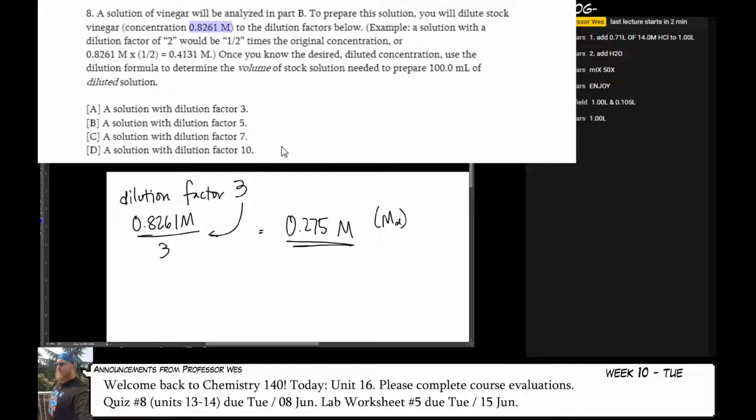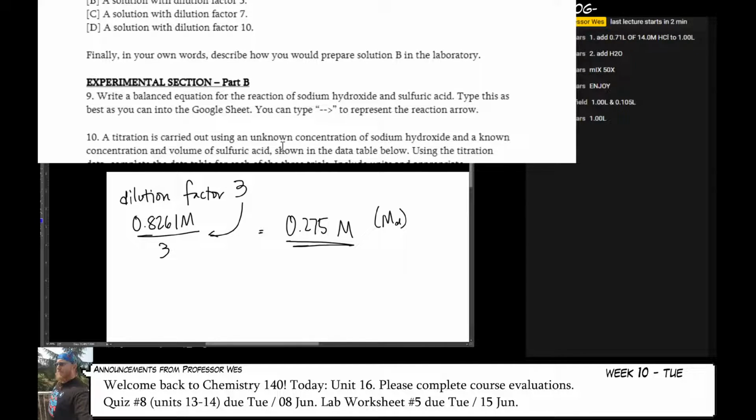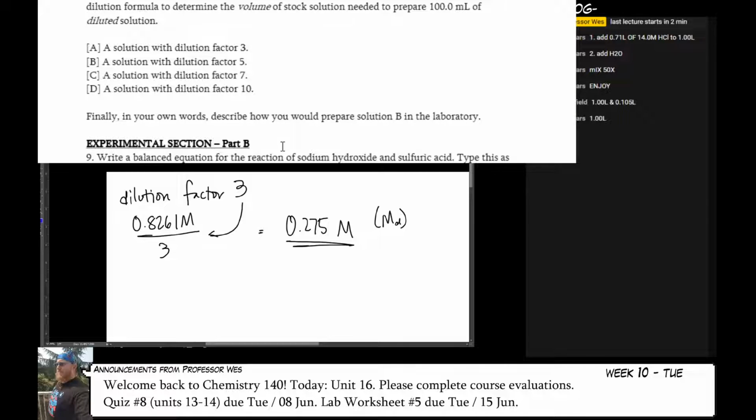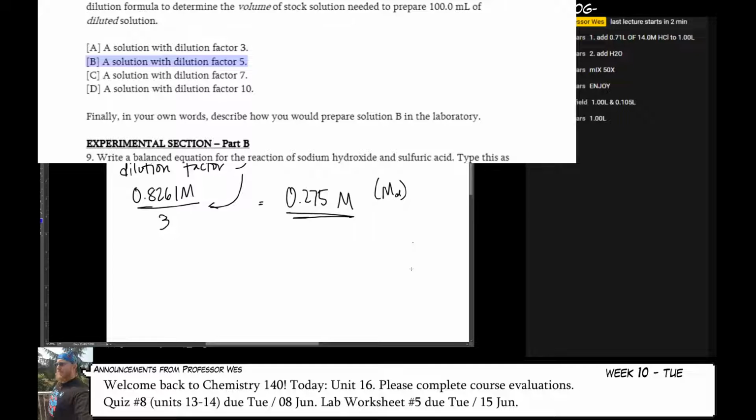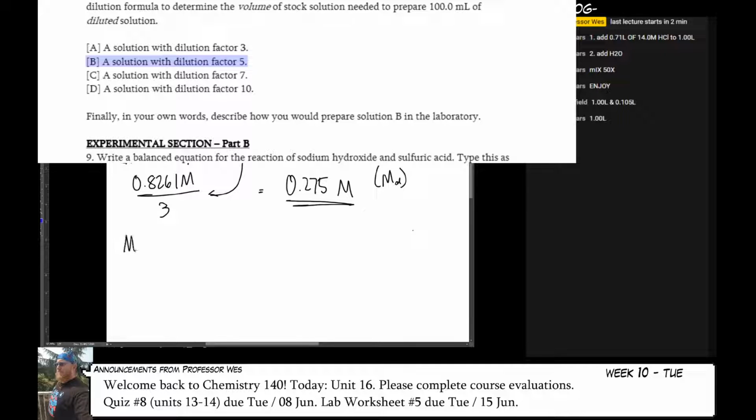But now what do we do with it? Next it says, tell me how you would prepare solution B. That's this solution right here. What I'm going to do is show you how to prepare solution A, and then you can do the same process for preparing solution B. So let's prepare solution A. I know the stock solution is this because the lab tells me. Actually, I should make a chart.